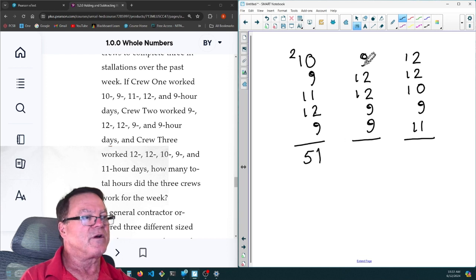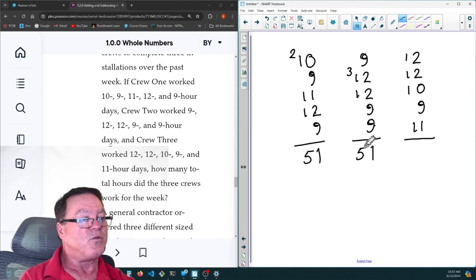Crew number 2 worked 9, plus 2 is 11, plus 2 is 13, plus 9 is 22, plus 9 is 31. So I'll write the 1, and I'll carry the 3 over to the tens column. Now we have 3 plus 1 is 4, plus 1 is 5. So crew number 2 also worked 51 hours last week. How's that for a coincidence?